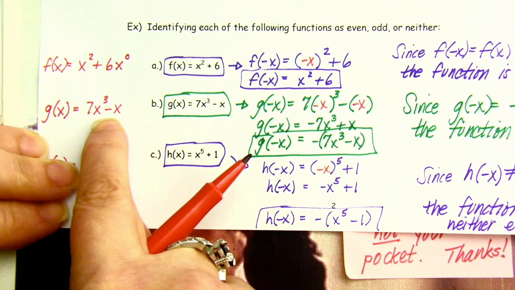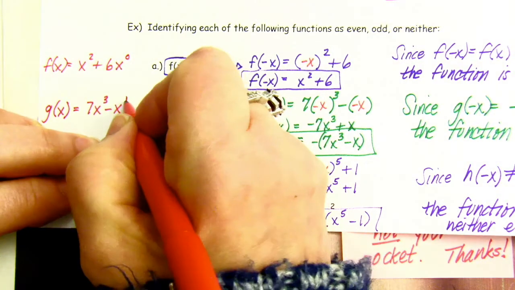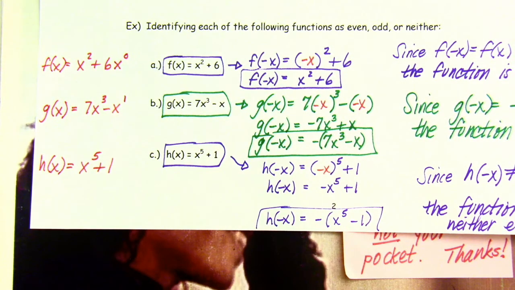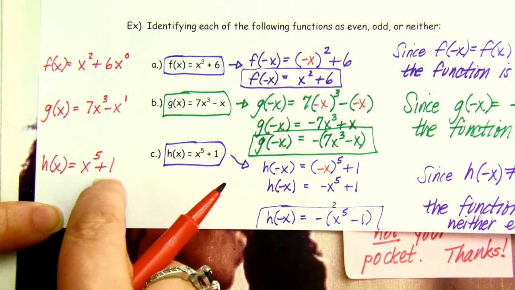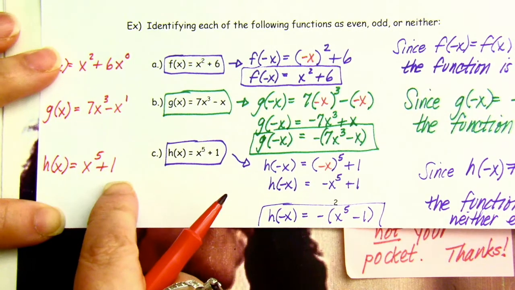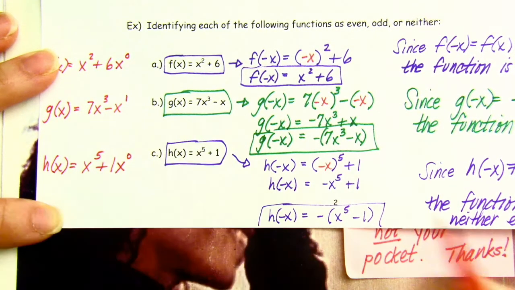This has an x. It doesn't have the exponent there, but you could write it. Write the 1. And this here, I have x to the power of 5 plus 1. Again, this is a constant. So for each time you have a constant term, you want to insert an x to the power of 0 right next to it.